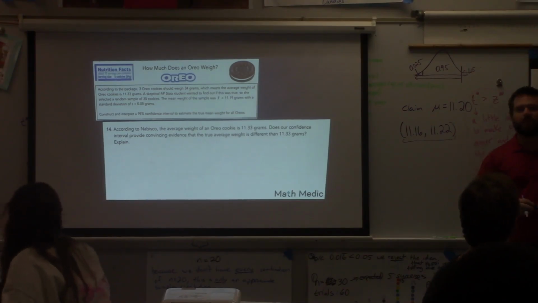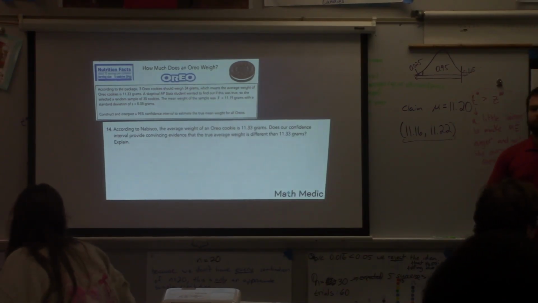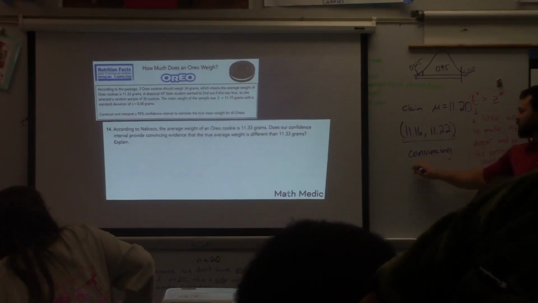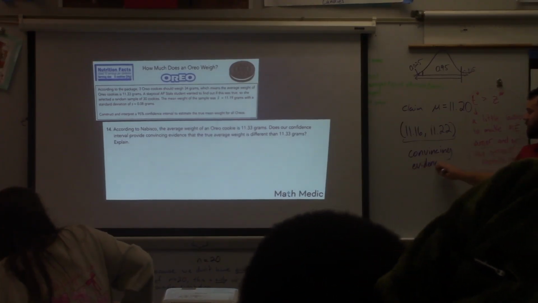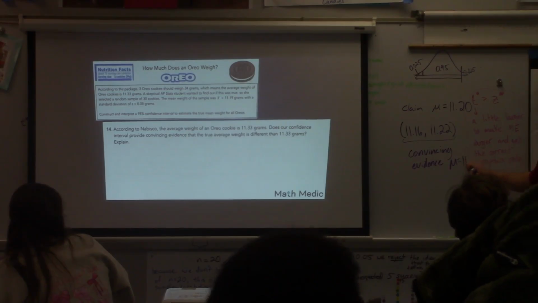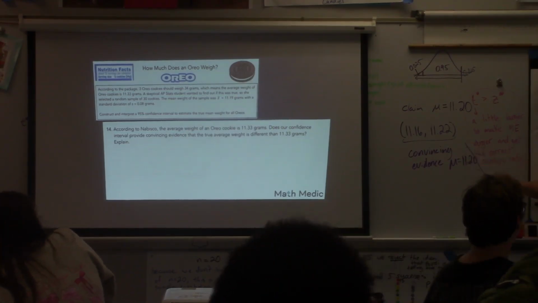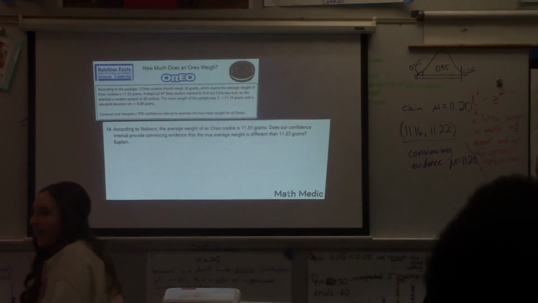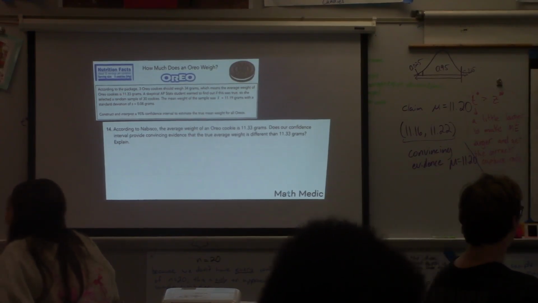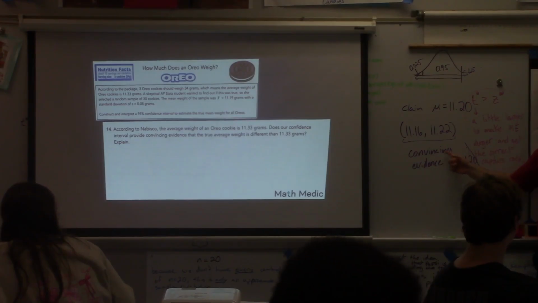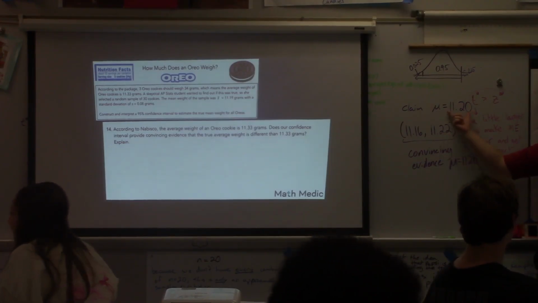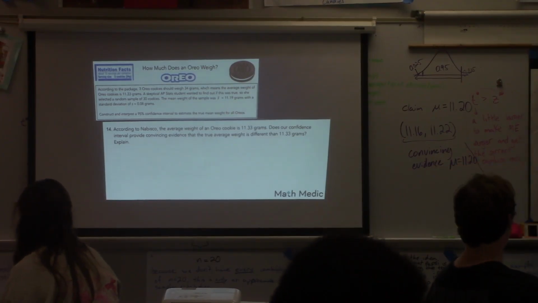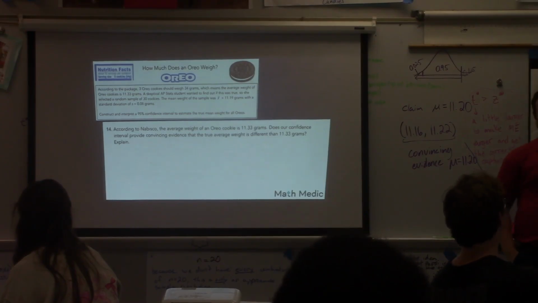What if Nabisco claims that mu is equal to 11.2? Very plausible. Do I have convincing evidence? There's a reason I'm asking this question. If this was the interval and this was their claim, it captures it. Do I have convincing evidence that mu is equal to 11.2? It is a plausible value.